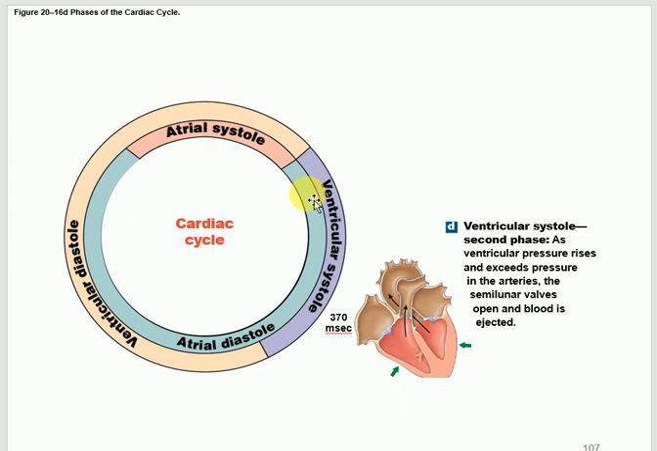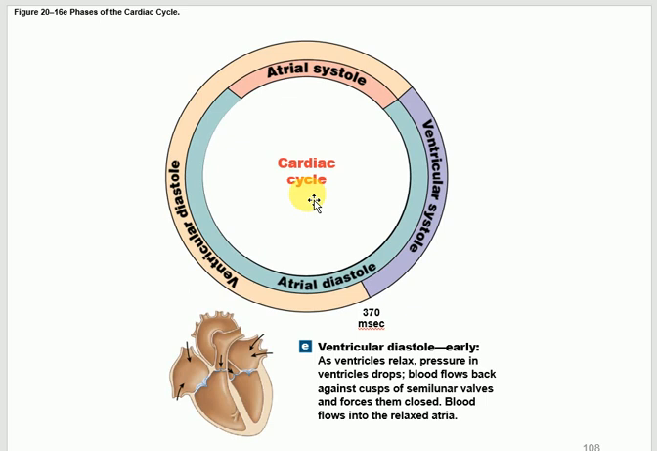So now the ventricles are contracting, pushing the blood out, and then we start again, with the blood going to the atria through the AV valves.